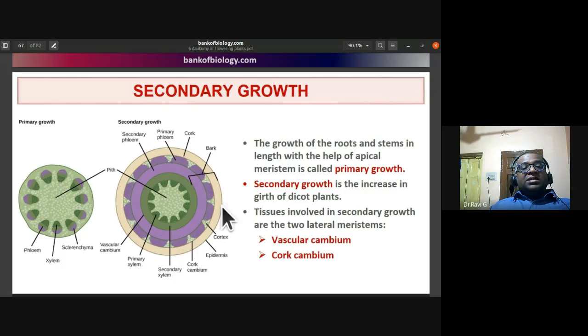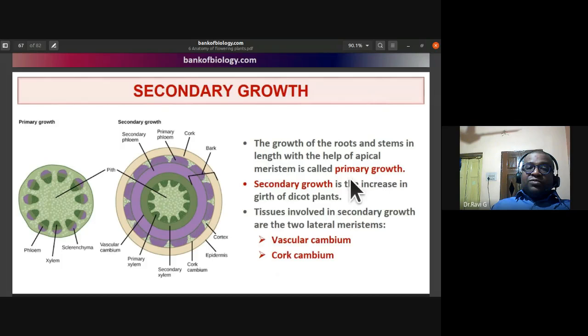Secondary growth is the increase in the girth or diameter of dicot plants. Two lateral meristems are involved in secondary growth. One is vascular cambium, which is found within the stele. Another is cork cambium, which is found in the cortical region. So vascular cambium is found within the stele, and cork cambium is found in the cortex. Two types of tissues are involved in secondary growth, and those are the lateral meristems.